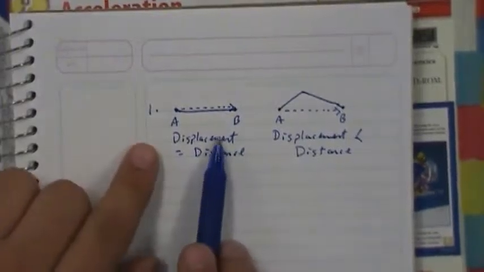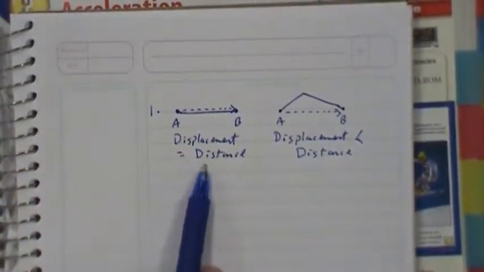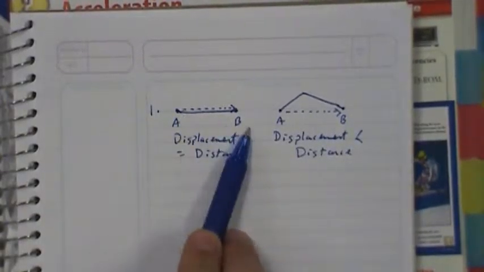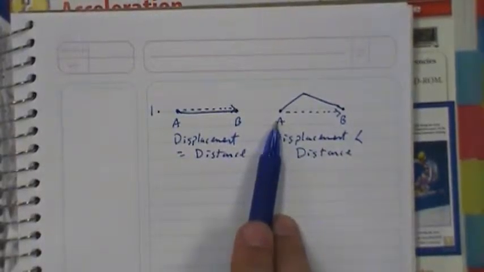You can never get your displacement to be greater than your distance. It will either be equal to the distance if the path was a straight line, or it will be less than the distance you traveled because it is a straighter path.